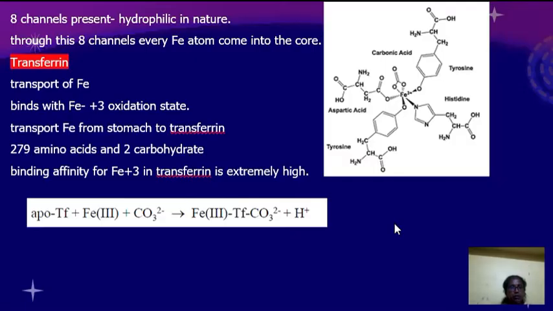Then next we will see about transferrin. Transferrin is involved in the transport of iron, binding Fe which is in +3 oxidation state. It involves transport of iron from stomach to transferrin. It contains 279 amino acids and 2 carbohydrates. Its binding affinity for Fe +3 in transferrin is extremely high. This is the structure of the transferrin. This is a reaction that takes place in the transferrin, where transferrin is attached to the carbonic acid.